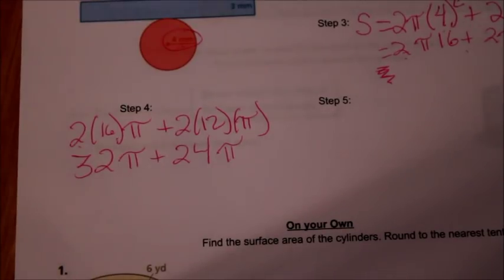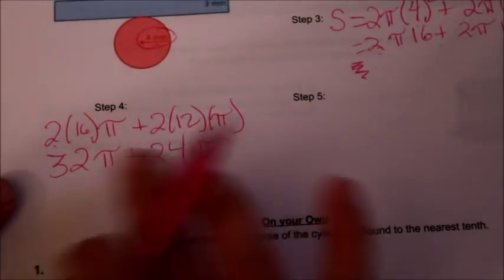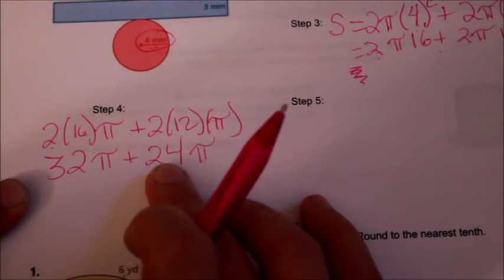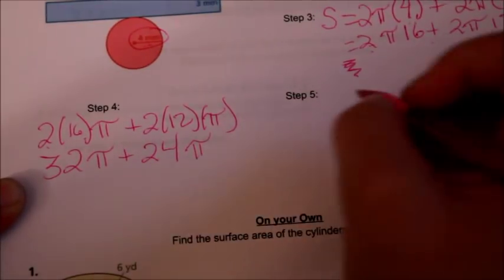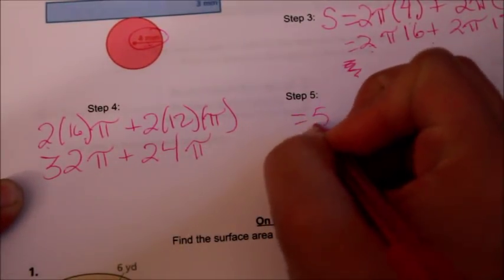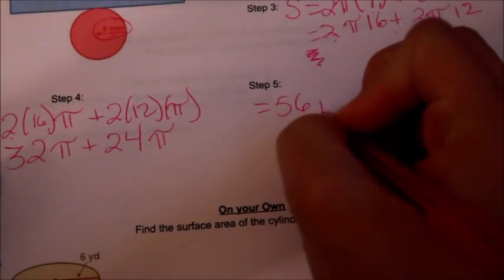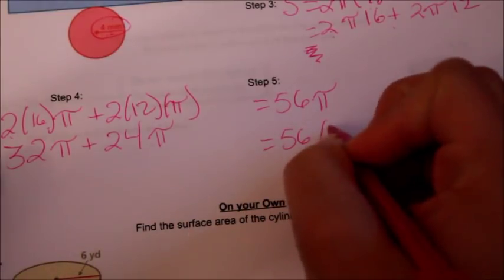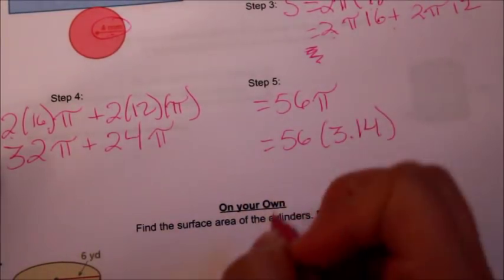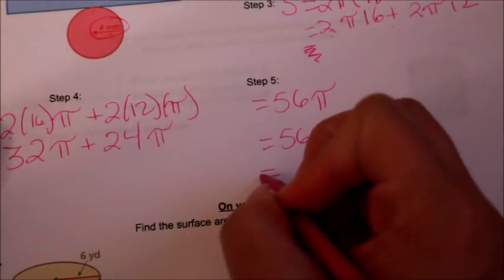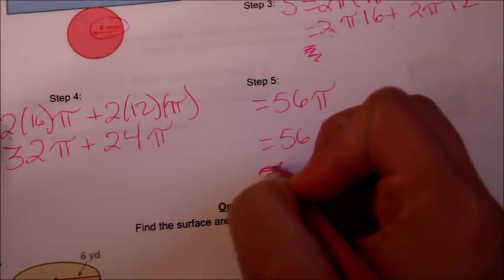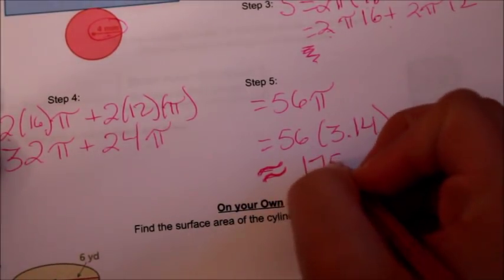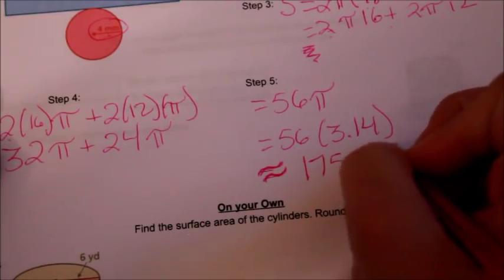Now step 5, simplify and multiply by pi. Because both of these are now multiplied by the same number, we can actually add the two coefficients together. 32 plus 24 is going to give us 56 pi. So now we're going to do 56 times 3.14, and you should get approximately, remember these two lines mean approximately, 175.8.